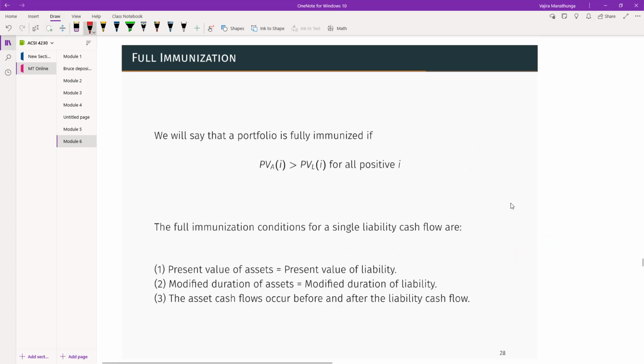So first, the definition of full immunization. We say that a portfolio is fully immunized if the present value of assets is more than the present value of liabilities for all positive i's. So this is the keyword: for all. The full immunization conditions, what are the requirements the portfolio needs to satisfy? First, present value of assets equal to present value of liabilities. Modified duration of assets equal to modified duration of liabilities. You saw that under Redington immunization actually. Then the last one is that the asset cash flows occur before and after the liability cash flow.